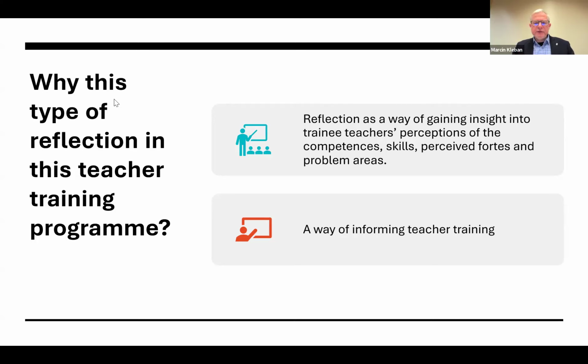So a very useful activity. And obviously, I treat it as, for me, useful feedback related to informing my teacher training practice. So a number of advantages of running this kind of blog.